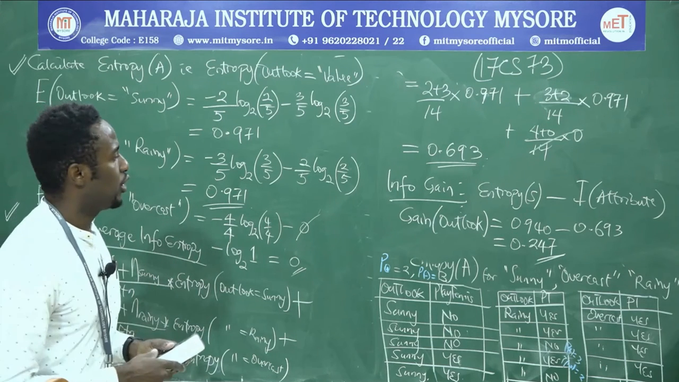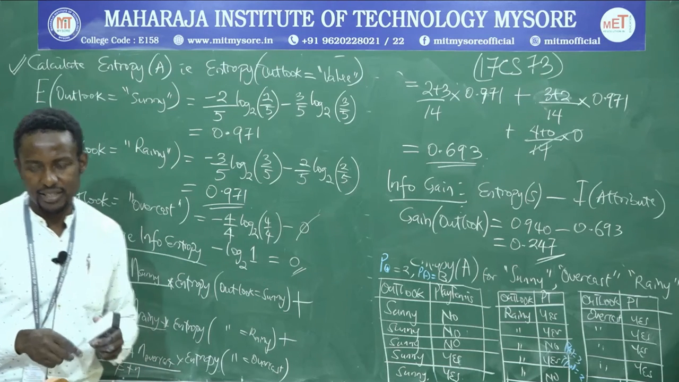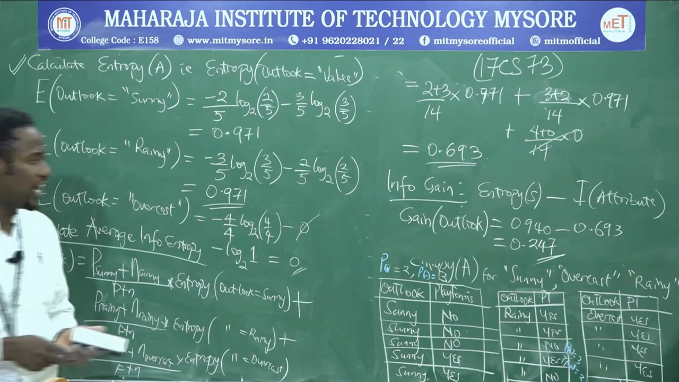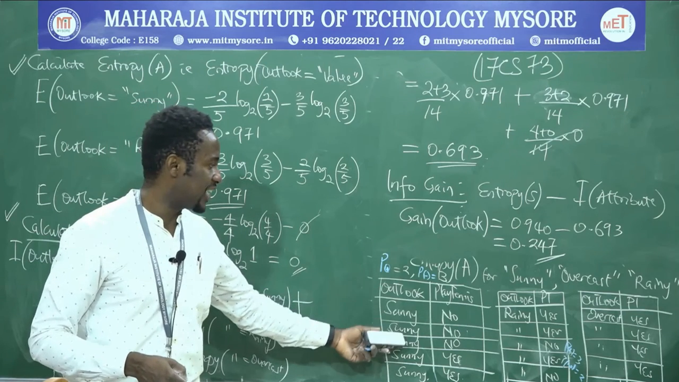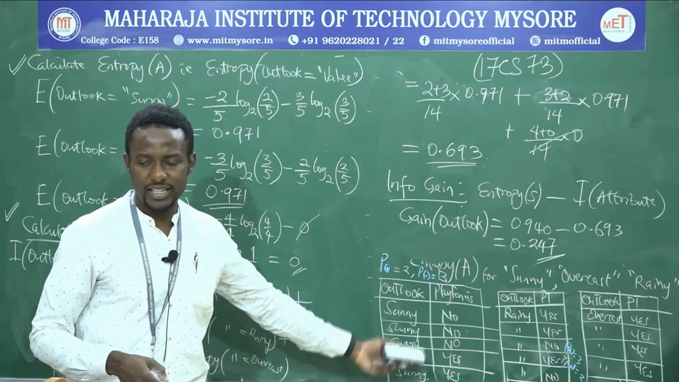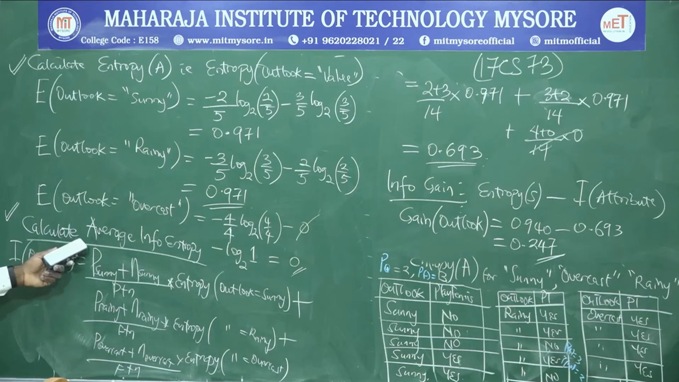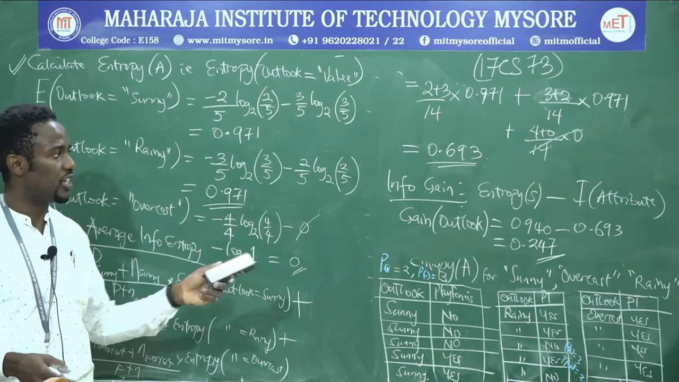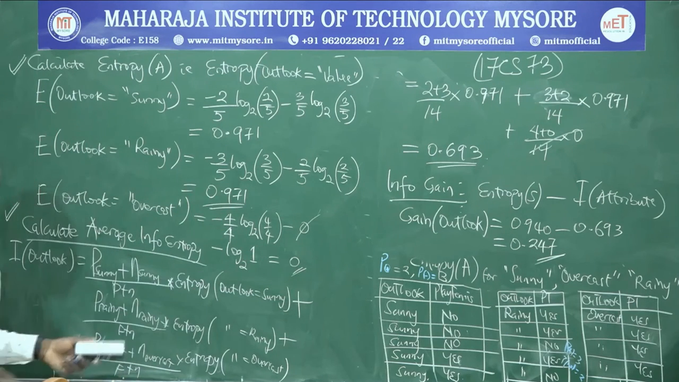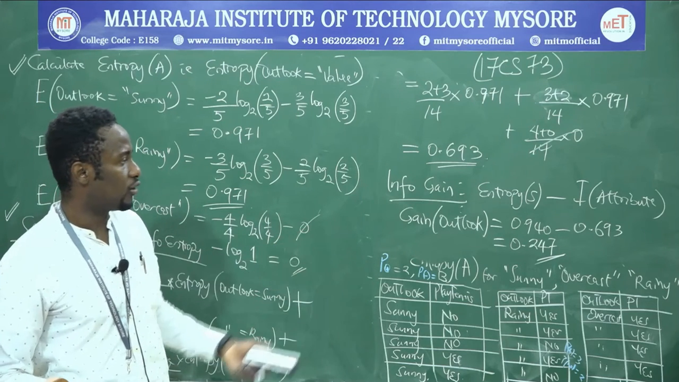Let's recall what we did. First step, we calculated the entropy of the entire data set. Next, for each attribute, say outlook, we made a smaller subset and calculated each of their entropies. After calculating each of their entropies, we calculated the average information entropy. After that, we found the information gain, which is the difference between the entropy of the entire data set and the average information entropy. After this is done, we got outlook.